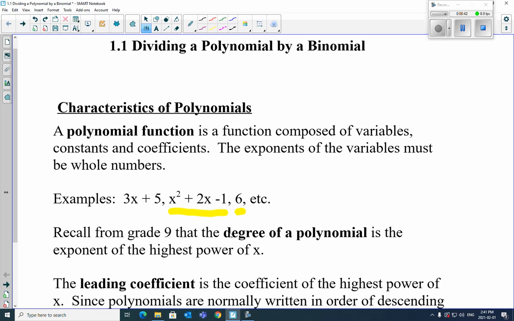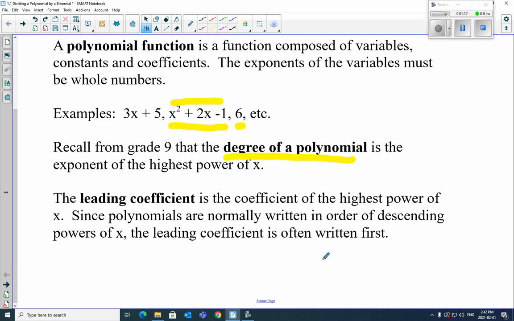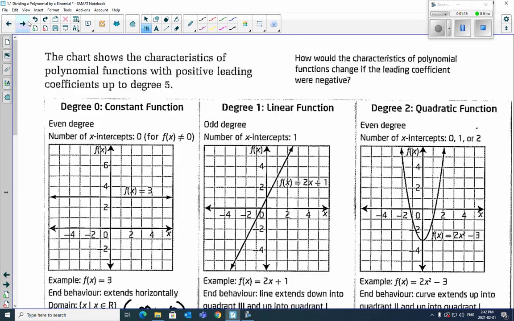The degree of a polynomial is the exponent of the highest power. So for instance, this x squared one up here has a degree of 2 because of the square. Leading coefficient: remember, it's whatever number is in front of the variable with the highest power. So for this x squared plus 2x minus 1, it's in descending order. What's in front of that x squared? Well, it's a 1, so that's the leading coefficient. And we normally write them in descending order. That is going to help us look at what the main graphing pieces are for this stuff.